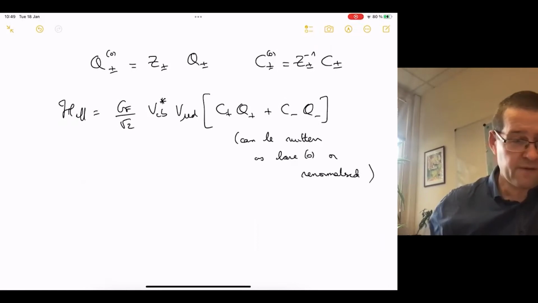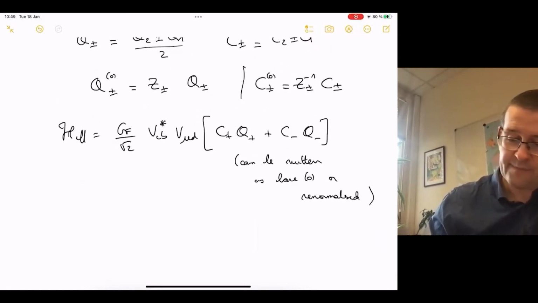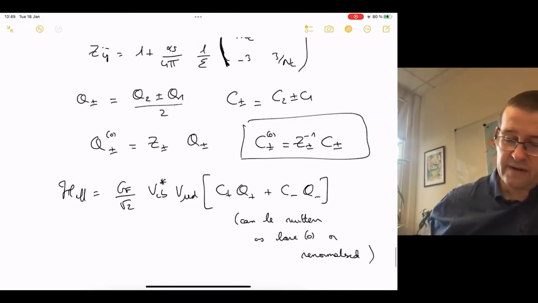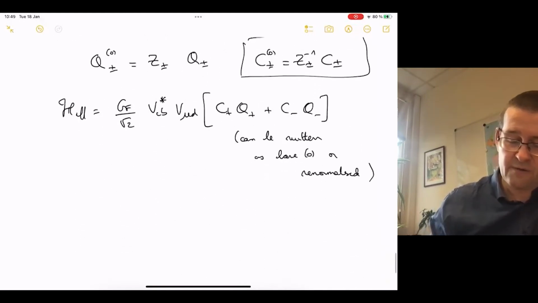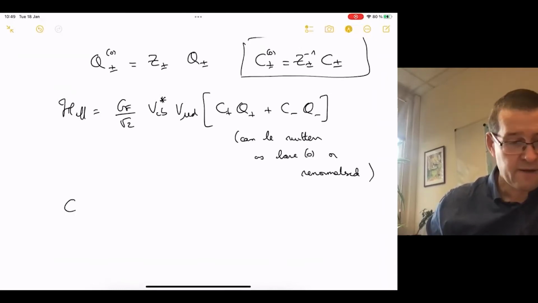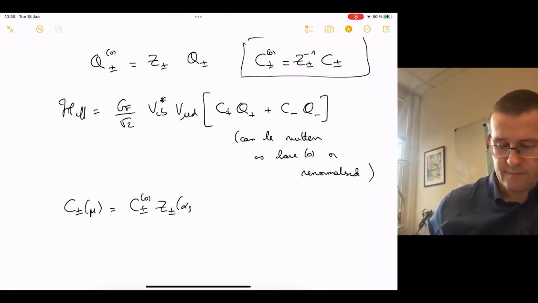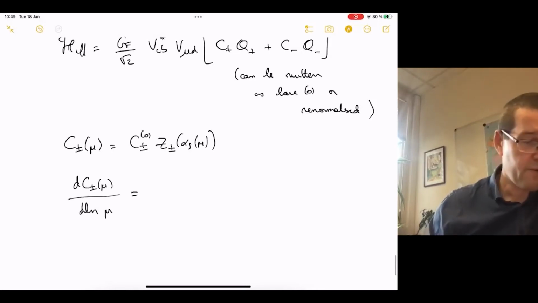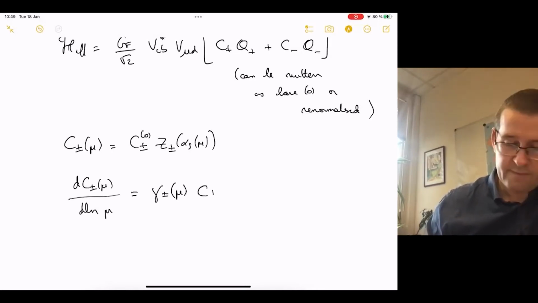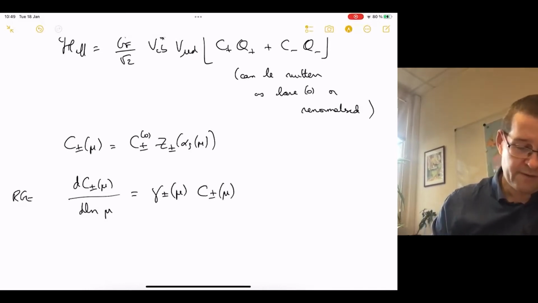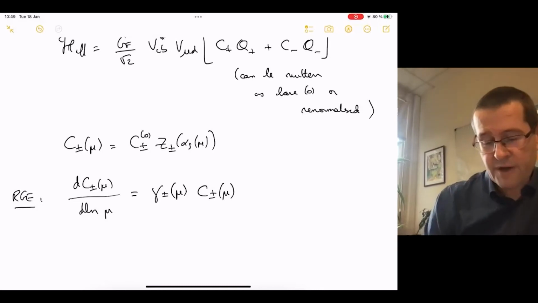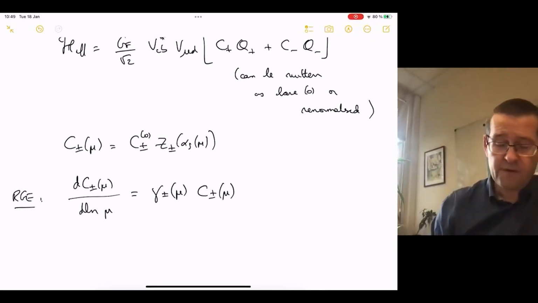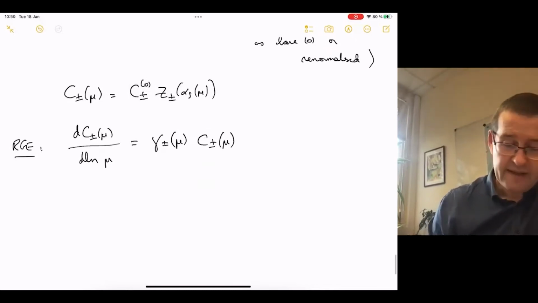So since you've got this relation here, which involves alpha S, and you know the dependence of alpha S on mu, then you can very simply obtain the dependence on mu. And so write a renormalization group equation for both coefficients of Q plus and Q minus, so the sum and difference of the two operators.